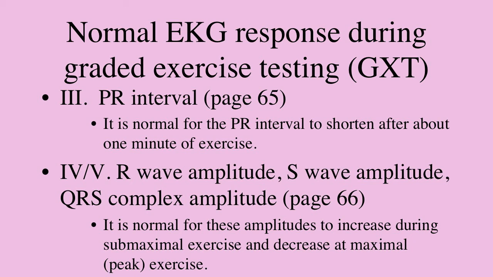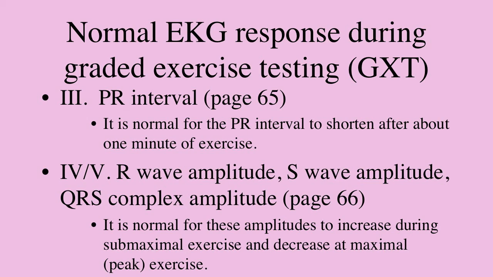The next two I want to take together, and this is 4 and 5 on the outline on page 66 in the course pack. The R wave amplitude and the S wave amplitude and the QRS complex amplitude all go together in this concept. You can describe one or the other or all three, they're all the same concept. We're looking at the amplitude or the height of these waves. The statement is that it is normal for these amplitudes to increase during submaximal exercise, but then decrease during maximal exercise.